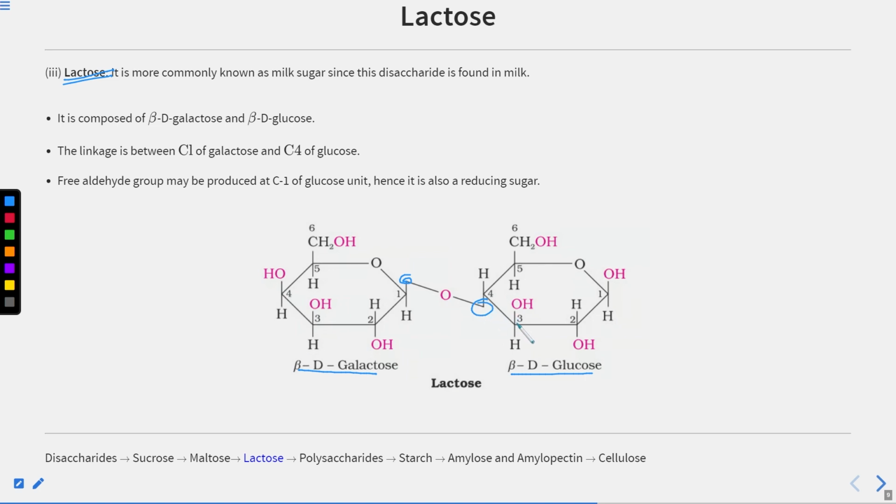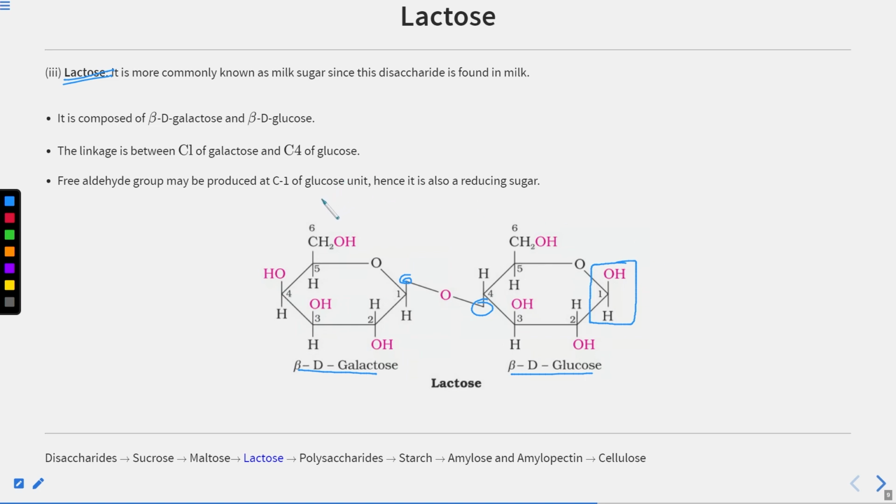So we have C1-C4 alpha beta linkage, and it is also a reducing sugar. This one is also a reducing sugar because again we have a free OH group at the first position.